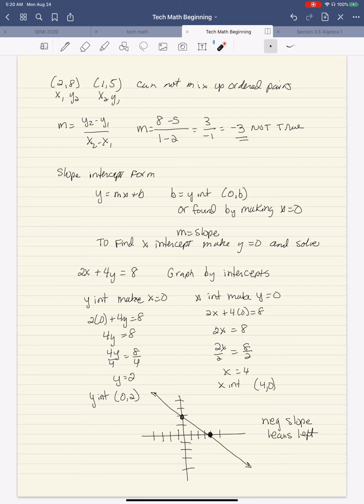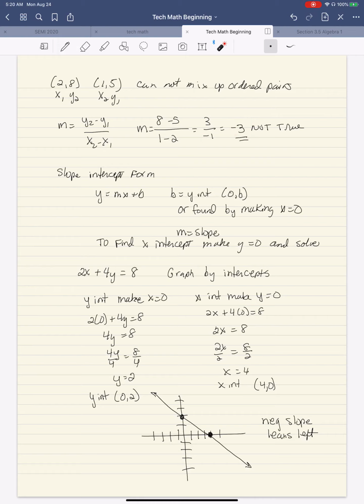So let's see what happens when that works. y2 is an 8, so 8 minus 5. And now x2 I labeled over here, so 1 minus 2. So 8 minus 5 is 3, 1 minus 2 is minus 1. I do get that 3, but just look at the sign.